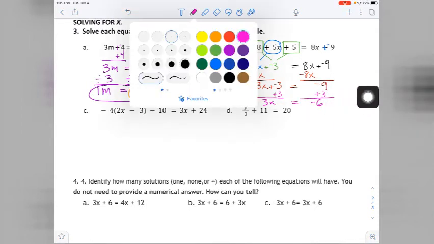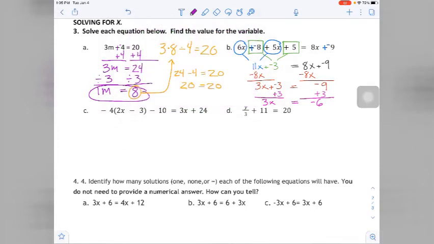And then the last thing that I do, I want to get rid of this 3. If we remember from looking over here, if you want to get rid of a 3 that's right next to an x, I would divide by 3 and divide by 3. 3x divided by 3 is x, and negative 6 divided by 3 is negative 2. So that should be my answer for this one.